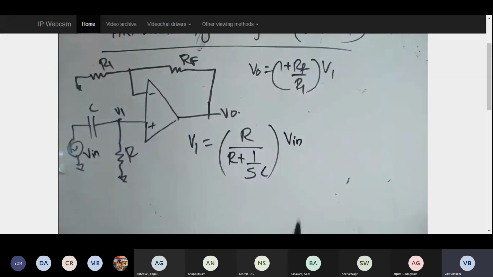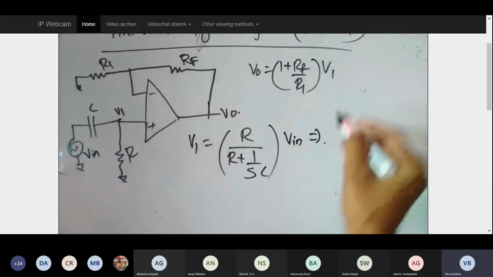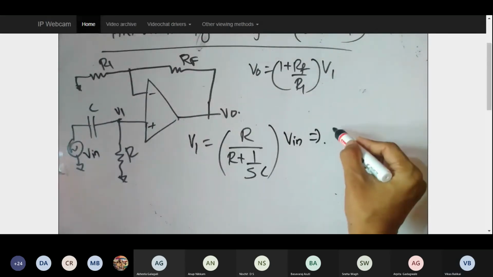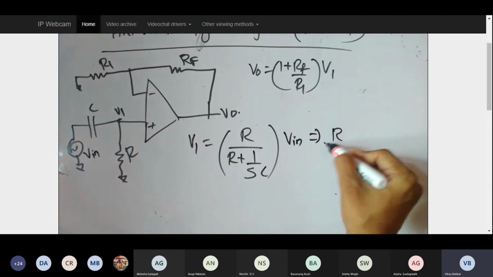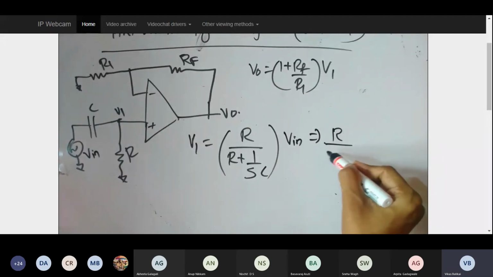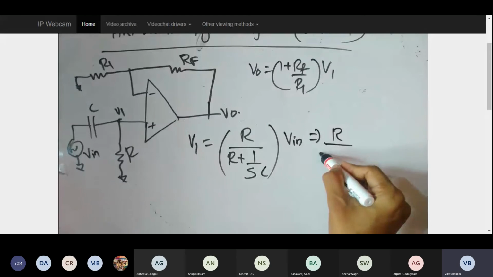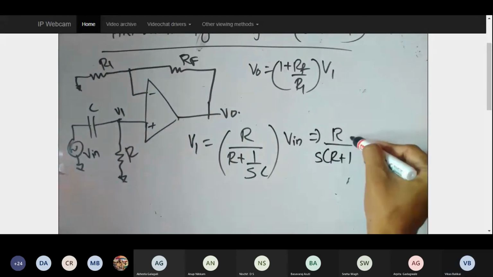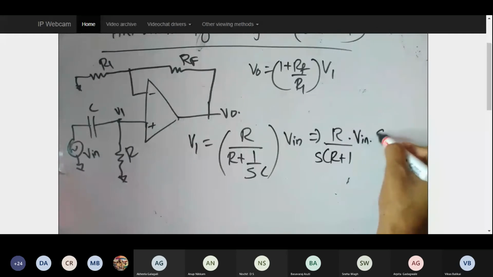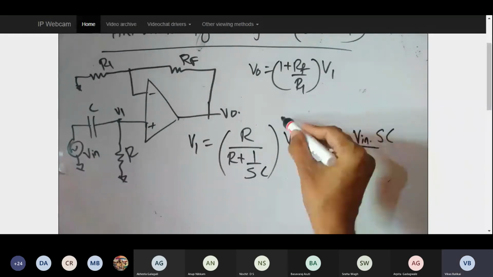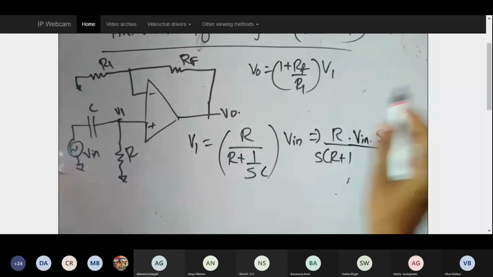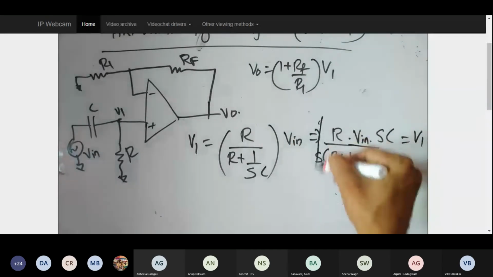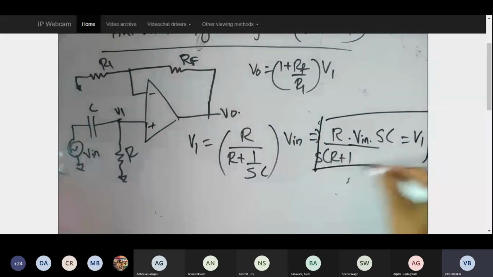So if I solve this, what am I going to get? R divided by, the LCM of this will be SCR plus 1, SC will go up. So this will be my V1. So I get V1 here, and I'm going to use this V1 over here.